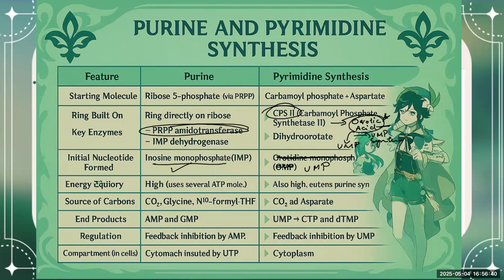You don't need to know this. Over here you need GAG basically. You need CO2, formyl THF, and you need ribose, aspartate, and lysine.